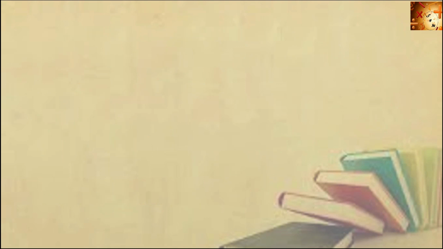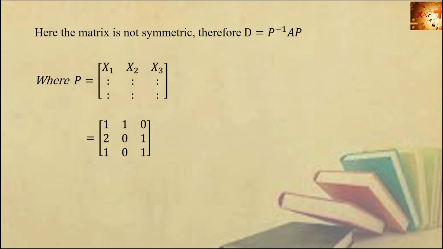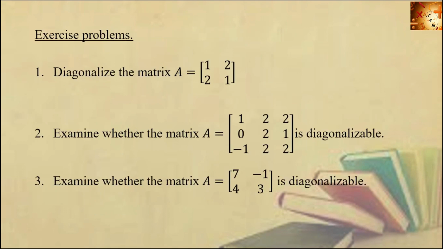This is a non-symmetric matrix. So D equal to P inverse AP and P equal to like this. Directly writing the elements from eigenvector x1, x2, x3, we have P equal to 1, 1, 0, 2, 0, 1, 1, 0, 1. Finding P inverse and multiplying with AP, we have a diagonal matrix with the diagonal elements as the eigenvalues. So minus 2, 0, 0, 0, 1, 0, 0, 0, 1. So this is the diagonalization form of this given matrix. These are some exercise problems.